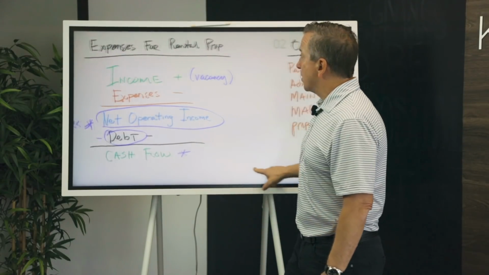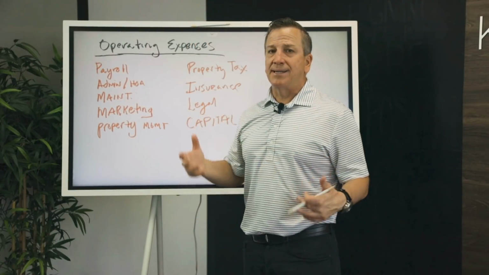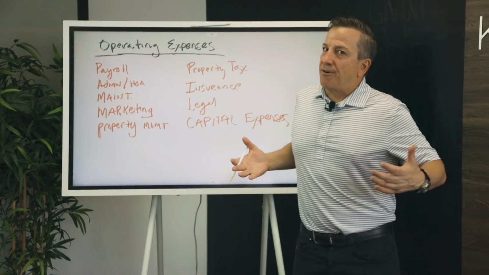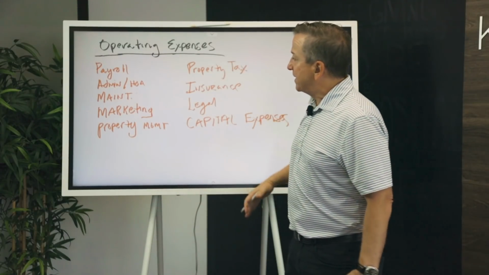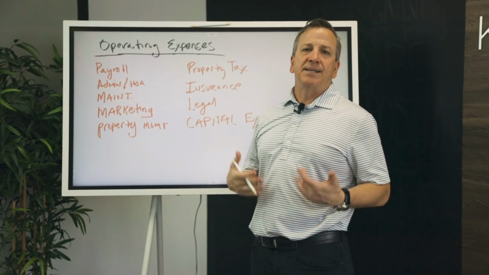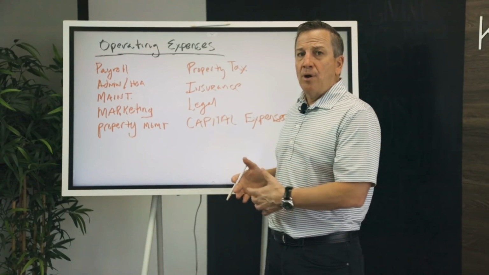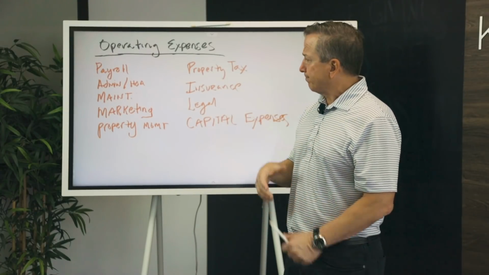So let's talk a little bit about the operating expenses. What I did for you guys is I'm going to walk through each one. If you look at our typical financial statement on any property, we're going to have basically these categories, in some cases even more. So this might not be completely thorough, but it's pretty good, and I'm going to walk through each one.